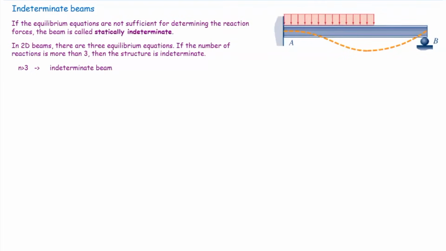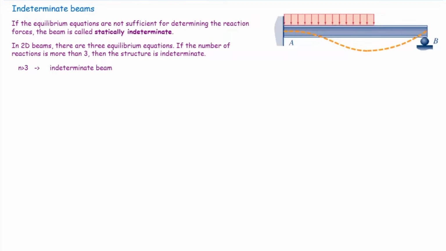This is the general definition that we have used before, whether it was axially loaded elements, torsional elements, or beams. In particular, for two-dimensional beams, there are three equilibrium equations that we can use. First would be sum of the forces in the x direction. Second, sum of the forces in the y direction. And the third one, sum of the moments. So as long as there are three unknowns or three reaction forces, we can determine those just by equilibrium.